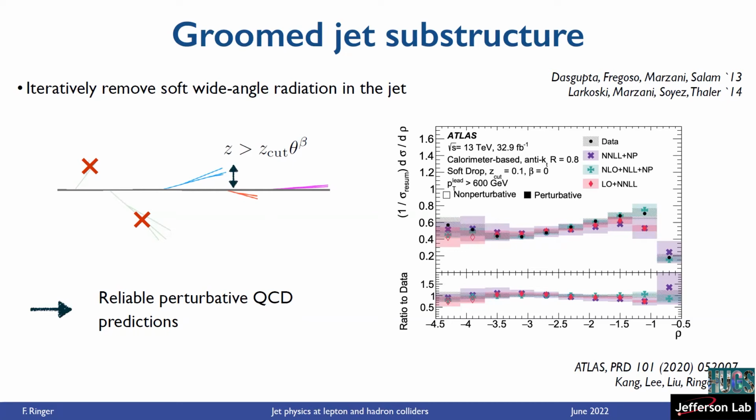And it allowed us to recover the picture that we want to have, that one jet equals one parton. That was the main point of why we're studying jets. And so we can make reliable perturbative QCD predictions. So I would say there are three points. One, we can now do direct comparisons.